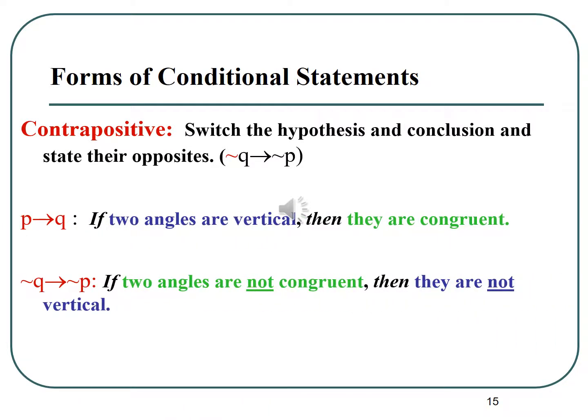Form of the conditional is the contrapositive. With the contrapositive, you switch the hypothesis and conclusion and state their opposites. So it becomes not Q implies not P. So again, if our conditional is that if two angles are vertical, then they are congruent, not Q implies not P would be if two angles are not congruent, then they are not vertical. Think about that for a second, and we're going to talk about a relationship that exists between the conditional statement and the contrapositive.